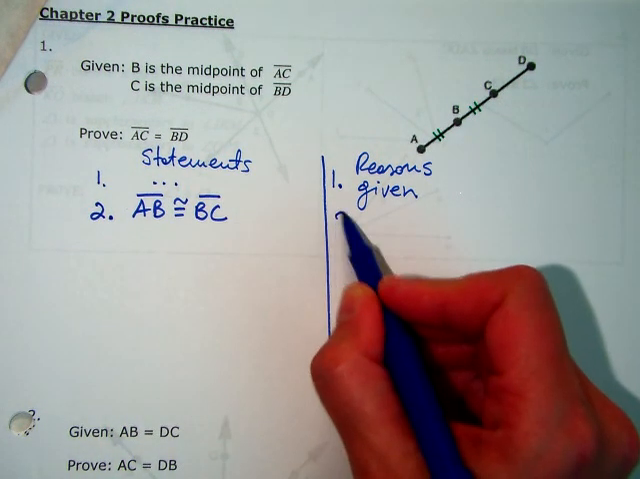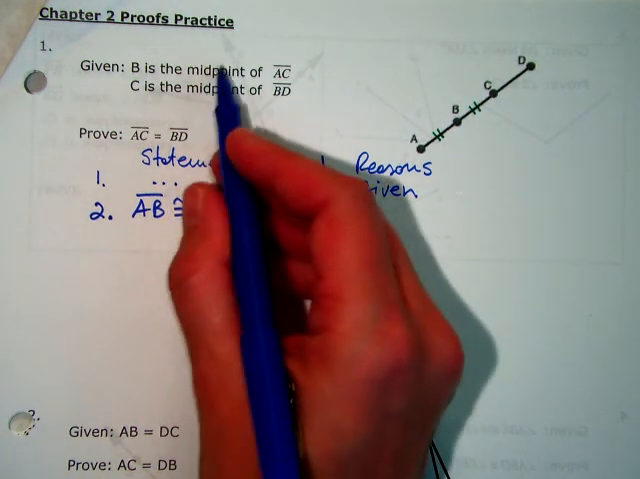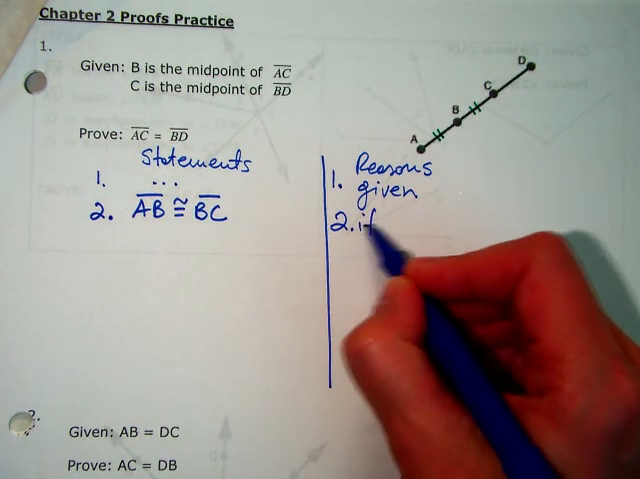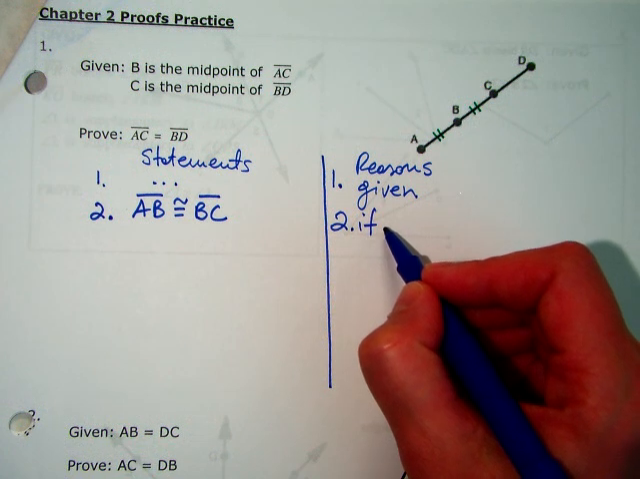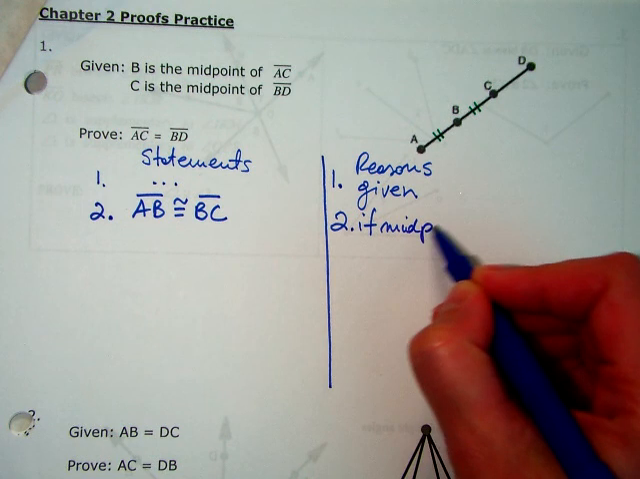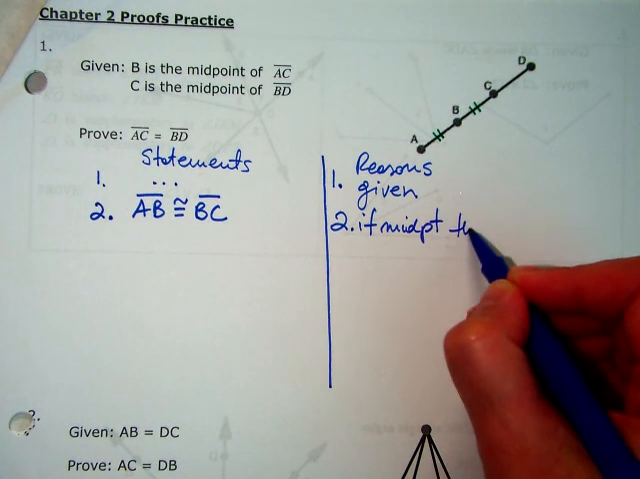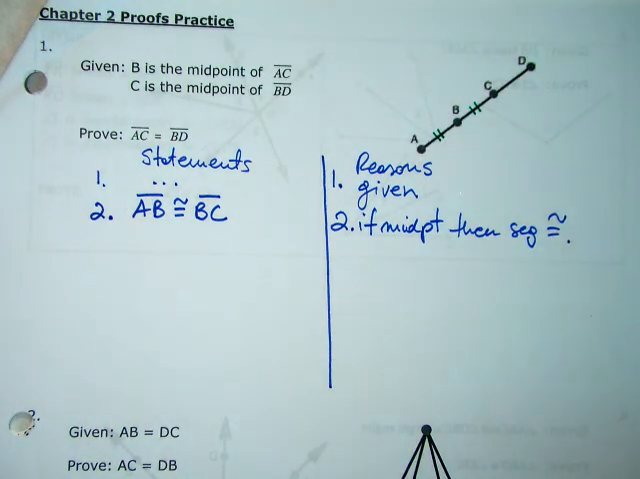Now, who can tell me what would be the reason, since we're using midpoint, what's the if-then statement we're going to put down? Correct. That's why we made a big deal about this before. If midpoint, then segments congruent. We were able to make that conclusion because of the definition of midpoint.